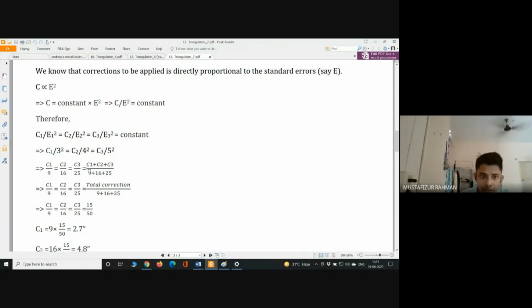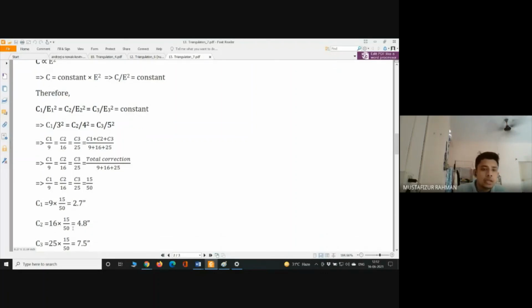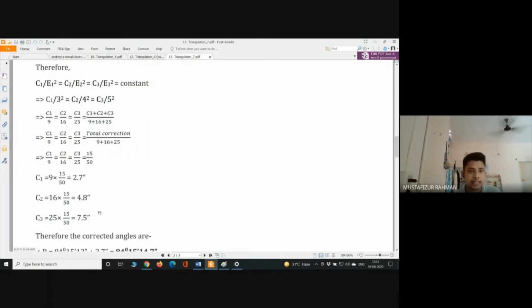Then from mathematics, we have this law, C1 plus C2 plus C3 divided by the summation of all these three. So C1 plus C2 plus C3 is total correction. So then we got total correction is 15. Then this denominator is 50, right? Then we can compare C1 by 9 with the fourth term. So C1 is going to be equal to 9 into 15 divided by 50, so 2.7 seconds. C2 will be 4.8 seconds. C3 will be 7.5 seconds, right?